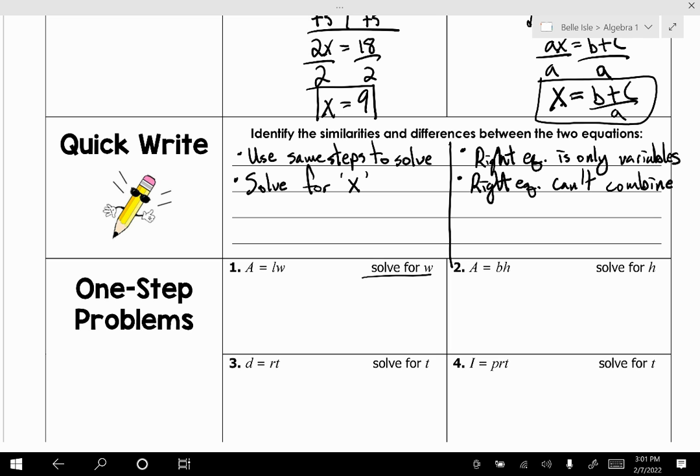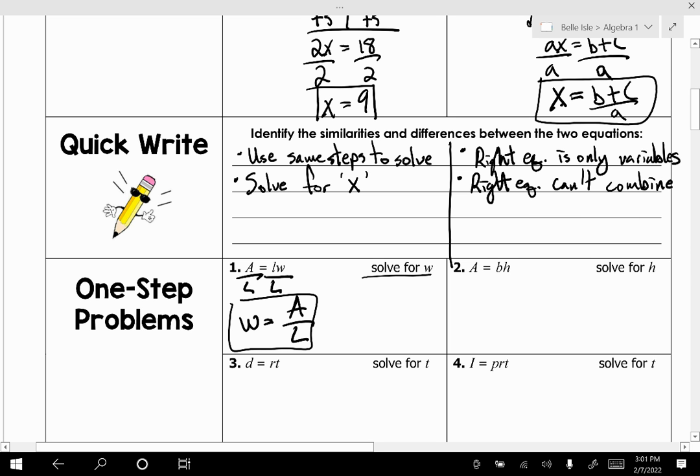Okay. A equals L times W. How do you solve for W? What do you need to do? Divide by L. W equals A divided by L.